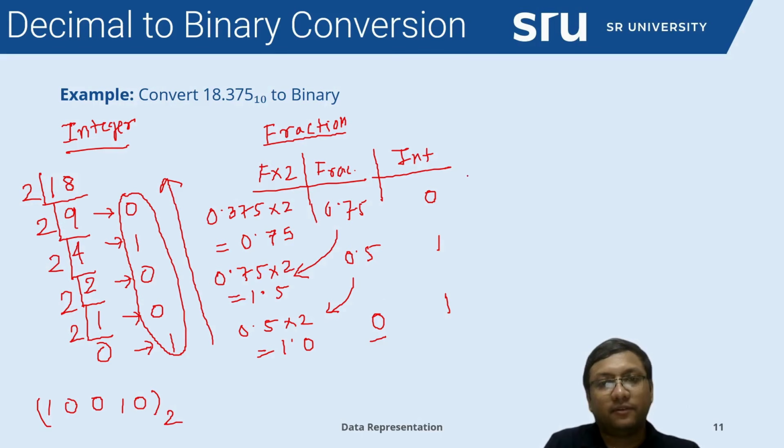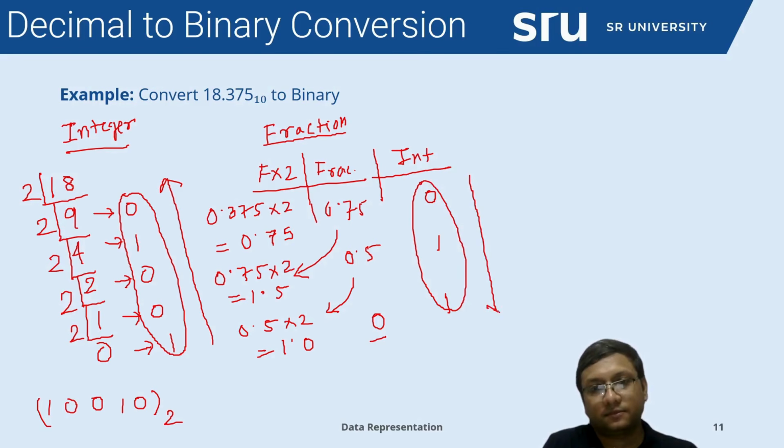So anyways, we have collected these integer parts from this operation and we will collect them from top to bottom this time. So if I collect it top to bottom, then the result will be 0.011 in binary.